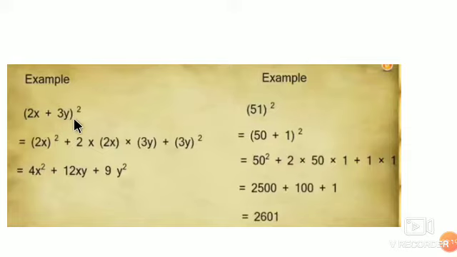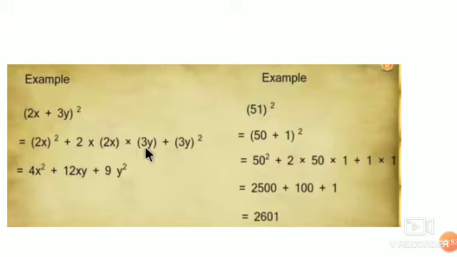(2x plus 3y) whole square. So we have to apply the formula here. What is the formula? (a plus b) square. Every time while solving you should say this: the square of the first term. What is the first term? 2x. So write here (2x) square plus 2 multiplied by first term 2x multiplied by second term 3y plus the square of the second term, that is (3y) square.